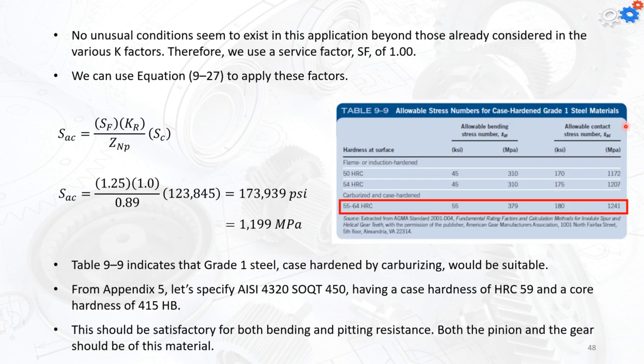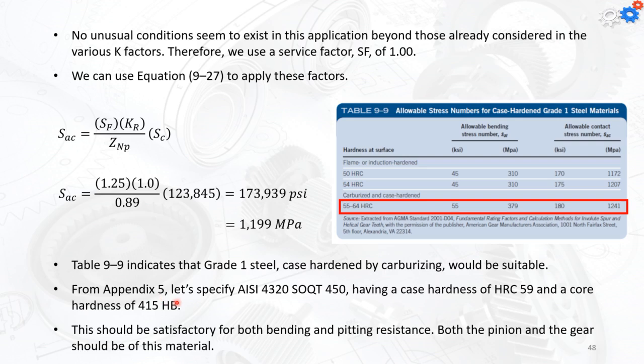So now we can simply use table 9.9, which indicates that grade 1 steel, case hardened by carburizing, will be a suitable one, because you can see that the allowable bending stress for it is going to be within the range. We got 200, this one had 379, and for the allowable contact stress we got here 1200. For the type of carburized and case hardened steel, it's going to be 1241. Now, with these conditions, we try to check if the steel is going to be suitable for us.